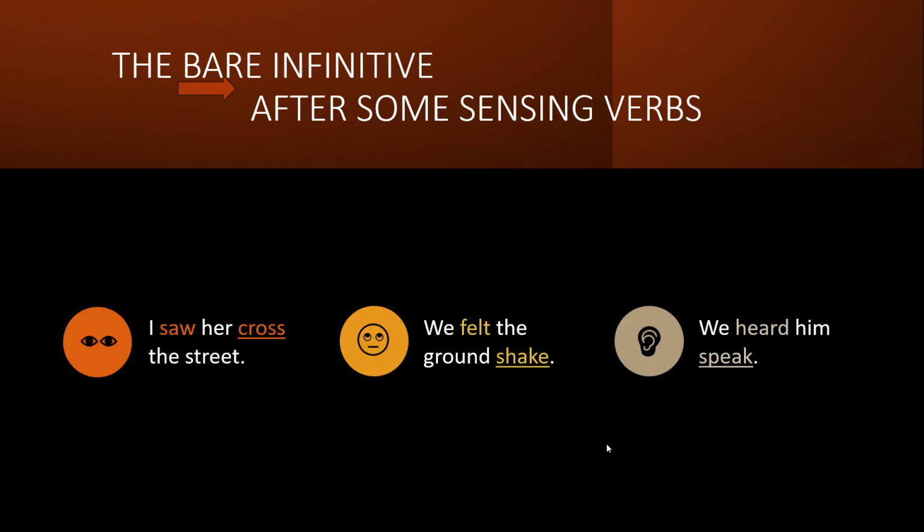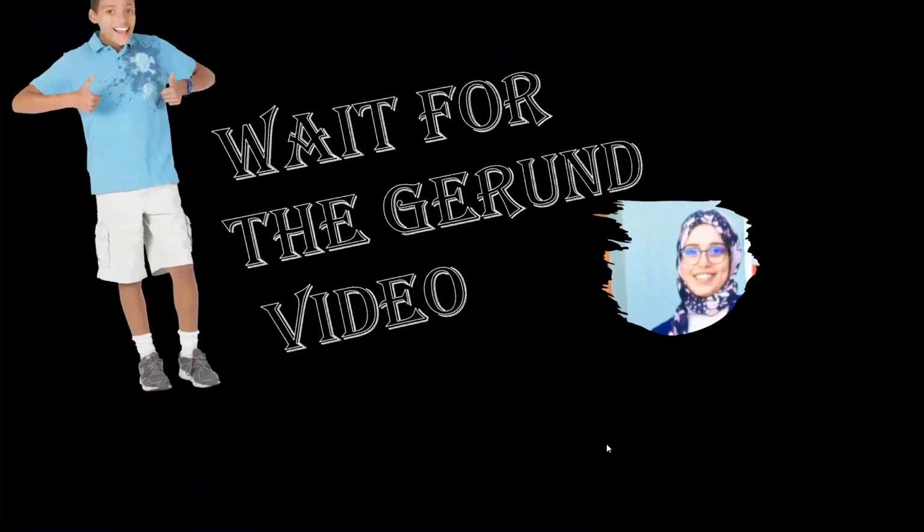We use it also after some sensing verbs. For example, I saw her cross the street. We felt the ground shake. We heard him speak. This is all about the infinitive.